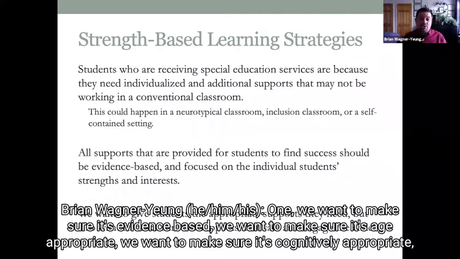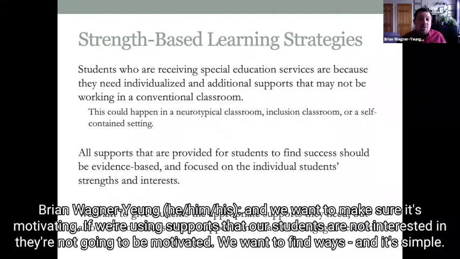One, we want to make sure it's evidence-based. We want to make sure it's age appropriate. We want to make sure it's cognitively appropriate. And we want to make sure it's motivating. If we're using supports that our students are not interested in, they're not going to be motivated.